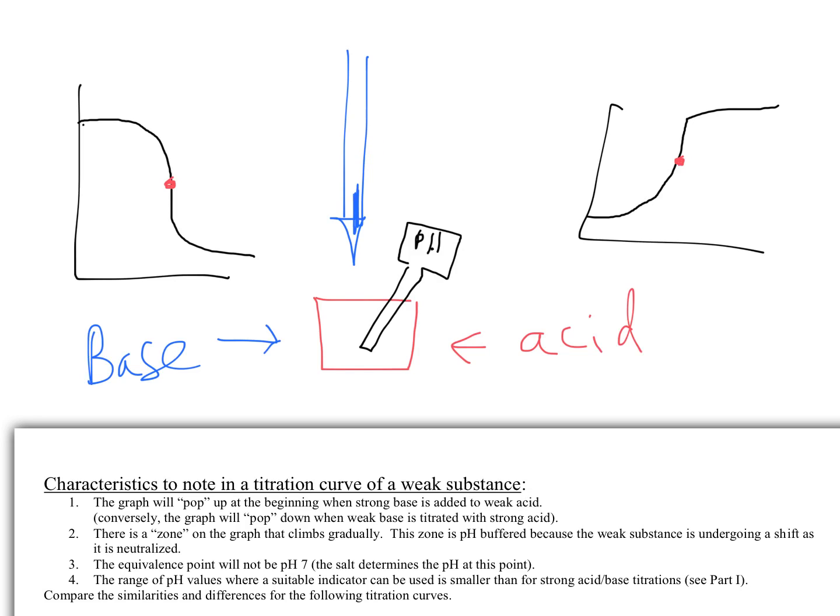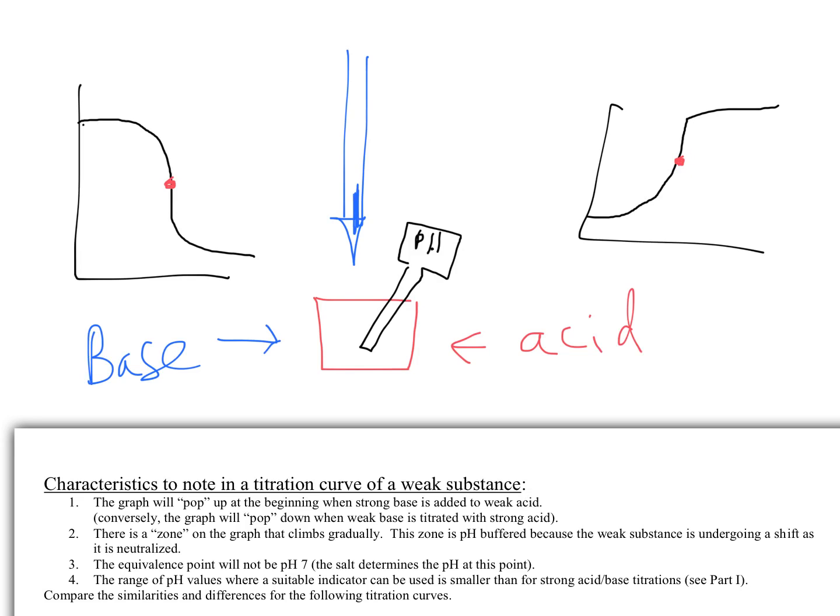Let's go back to these notes. So there's going to be a zone on the graph that climbs gradually. So this goes up, or conversely, it climbs down gradually. And this zone is where pH is buffered because the weak substance is undergoing a shift. So we are slowly using up whatever substance we started out with. So here we're slowly using up the hydroxides, forming water, which is slowly neutralizing the reaction. On this side, we're slowly using up the hydrogen ions, or the hydronium ions, as we slowly become more basic.